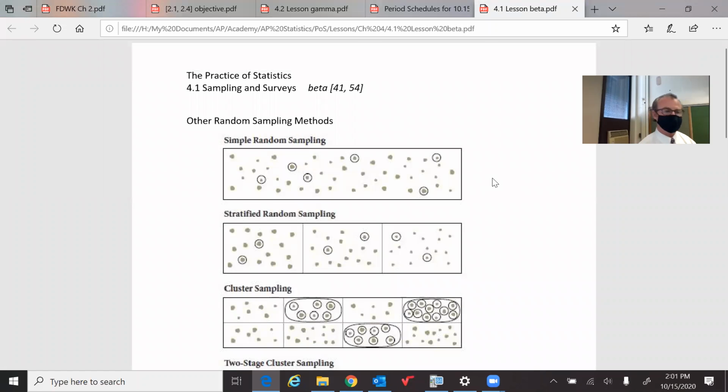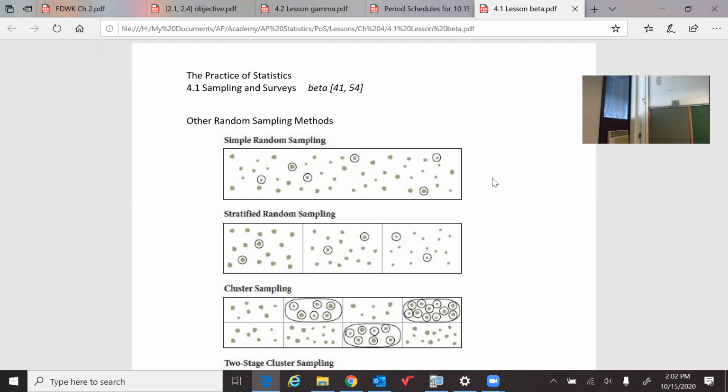Yeah, so this is the picture that was on the 4.1 beta lesson, which I told you came out of a different textbook. This simple random sampling goes with a completely randomized design. Simple random sample refers to an observation. An observation is different than an experiment. How are they different?